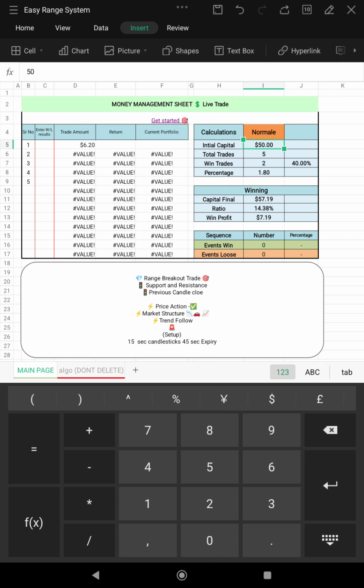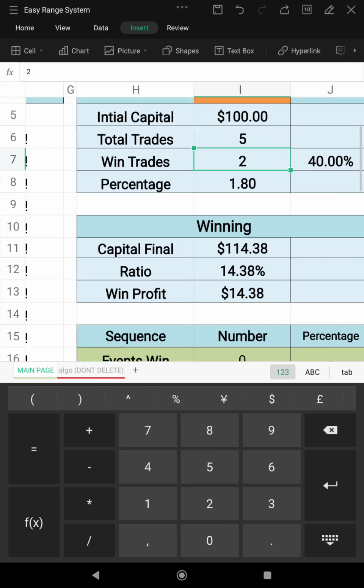So for example, we put $60, it's going to change. You see, put $100, it will change to $12.40. That's what it tells you. It calculates that and tells you this is the amount of money you need to trade in this one trade. It calculates for you.